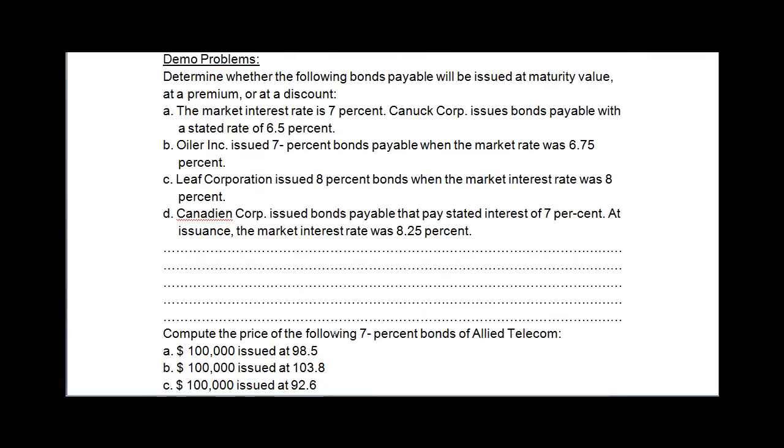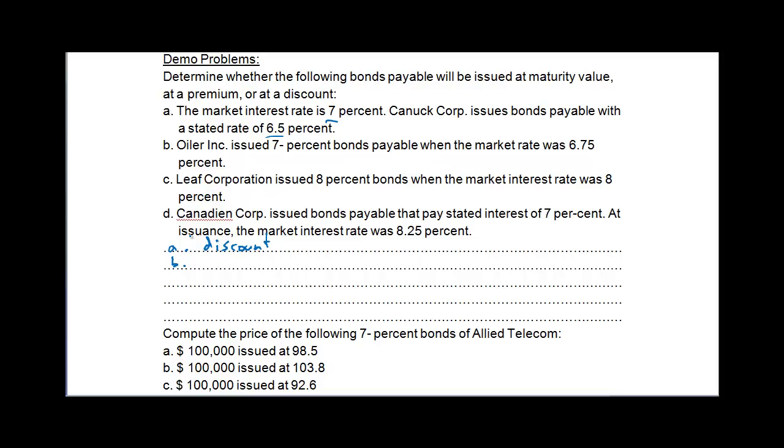So let's take a look at this by doing some demo problems. Determine whether the following bonds payable will be issued at par value or maturity value, at a premium or at a discount. The market rate of interest is 7%, and Canuck Corporation issues bonds payable with a stated rate of 6.5%. Okay, so it pays less than the market. The market, in other words, is not going to be happy with the rate that this pays, and therefore will bid the price of the bond down, and so it will be issued at a discount.